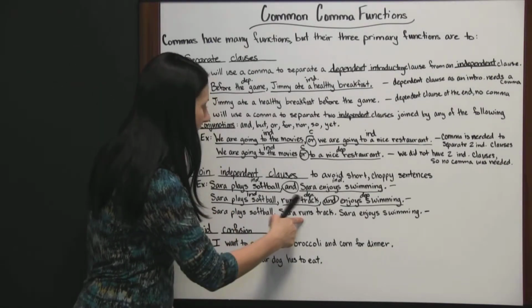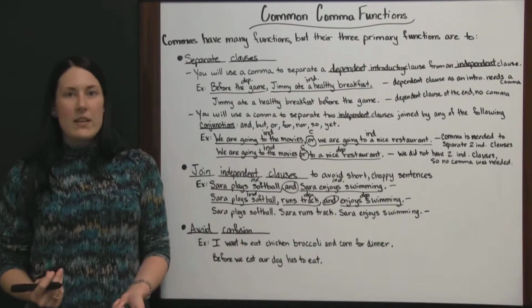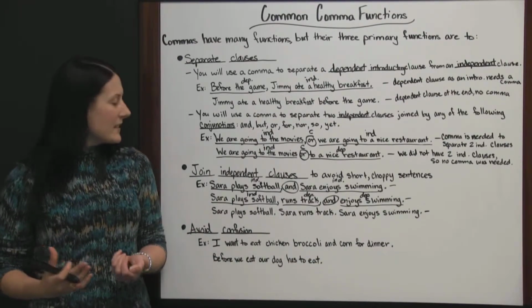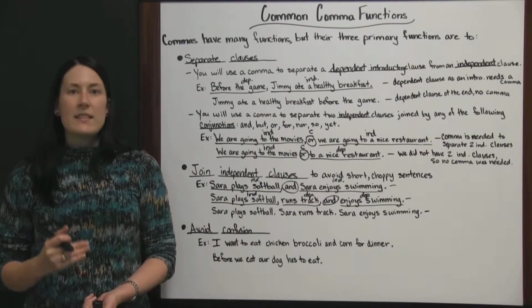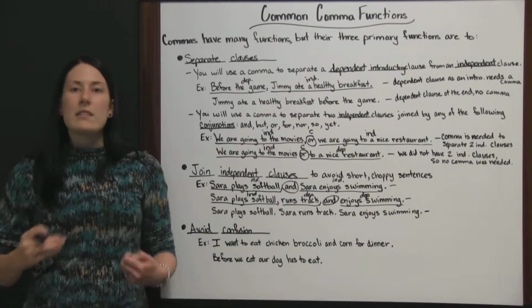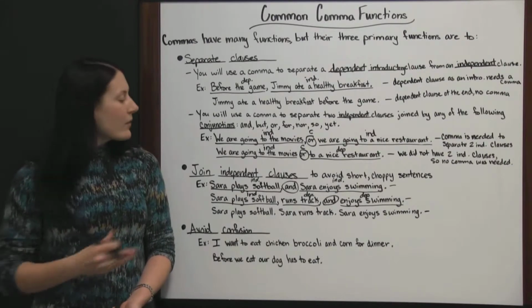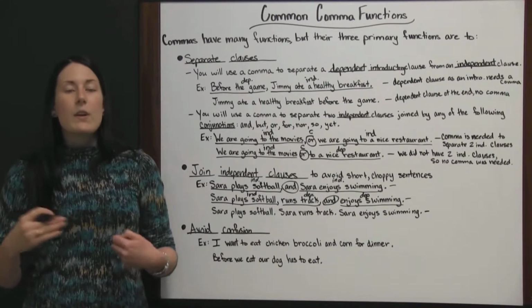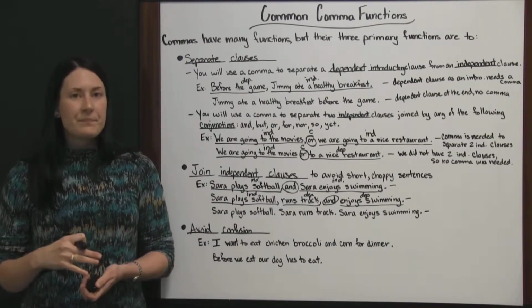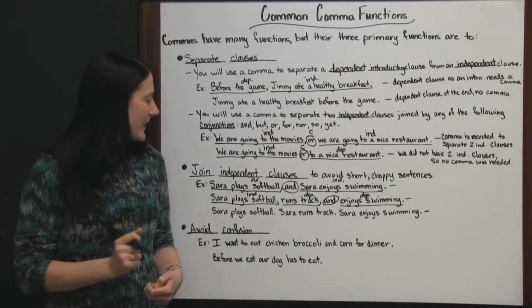So all three of these are going to be independent clauses because they are complete sentences. But they're short, choppy sentences. Sarah plays softball, Sarah runs track, Sarah enjoys swimming. We keep hearing Sarah over and over, and these sentences are short. We can combine them to make a smoother flowing sentence.